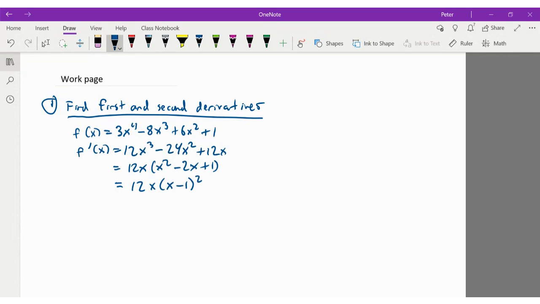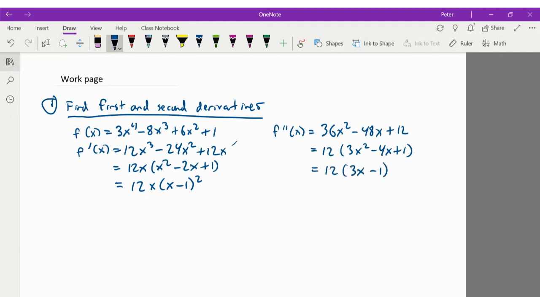And f double prime of x is going to equal, I'm just going to use that form of the derivative because that's the easiest one to differentiate. So that's going to be 36x squared minus 48x plus 12, which equals 12 times (3x squared minus 4x plus 1), which equals 12. Let's factor that in my head: (3x minus 1)(x minus 1).